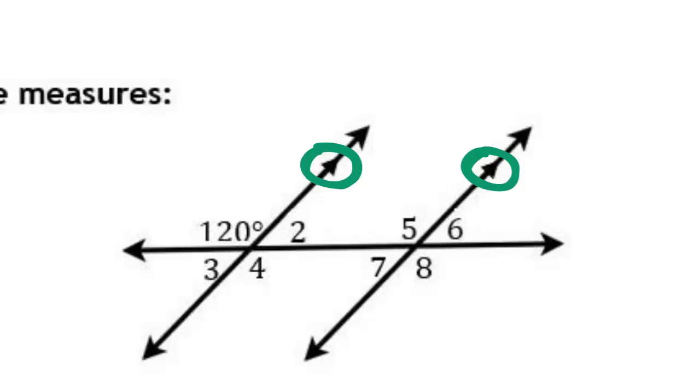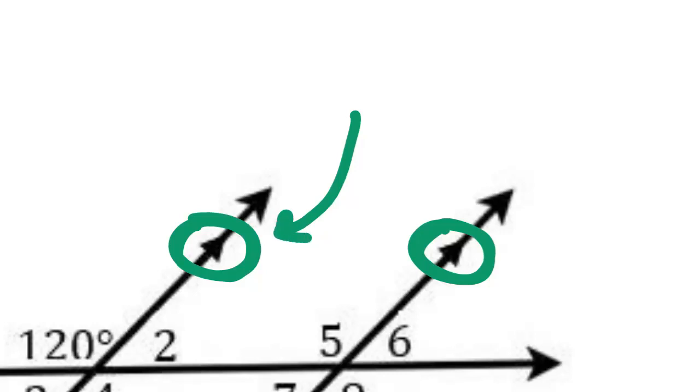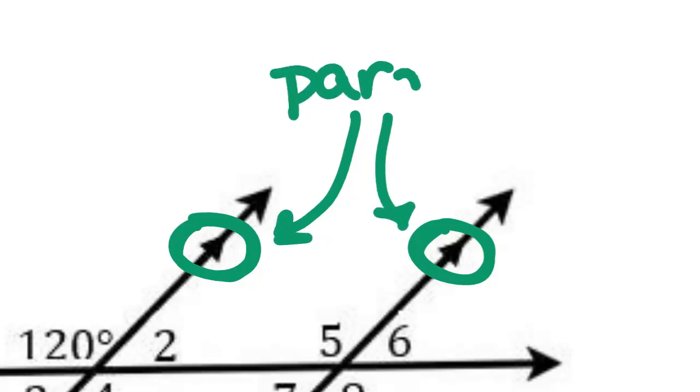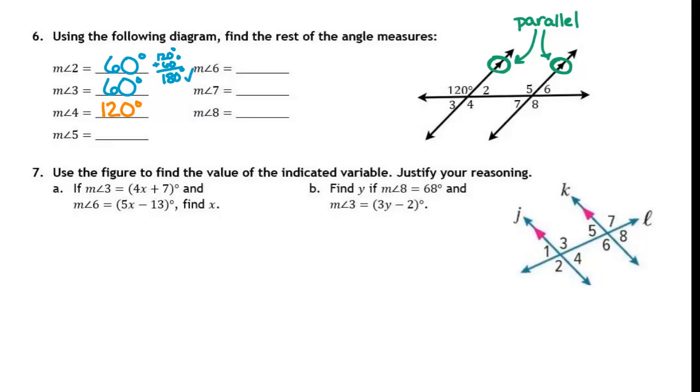Why is angle 4 120? Because these two angles are vertical angles, and vertical angles are congruent. Yeah. These little arrowheads right here mean parallel. All right. Is everybody good so far with how we got the 60, 60, and 120 over here before we go on and add anything new using our new relationships?